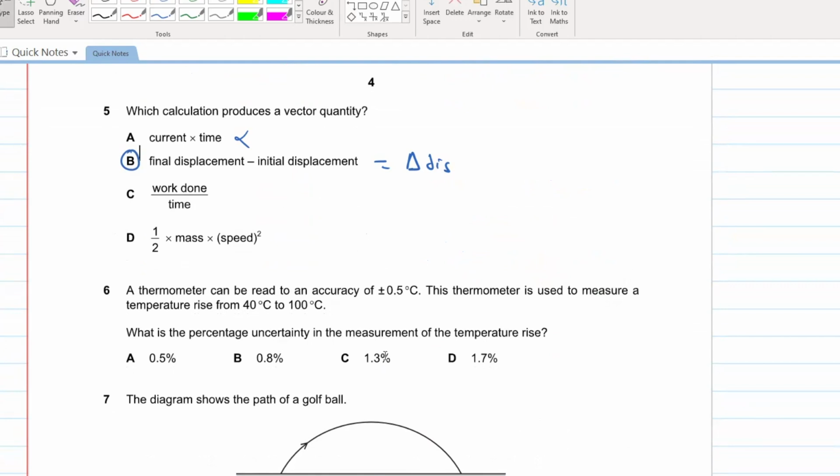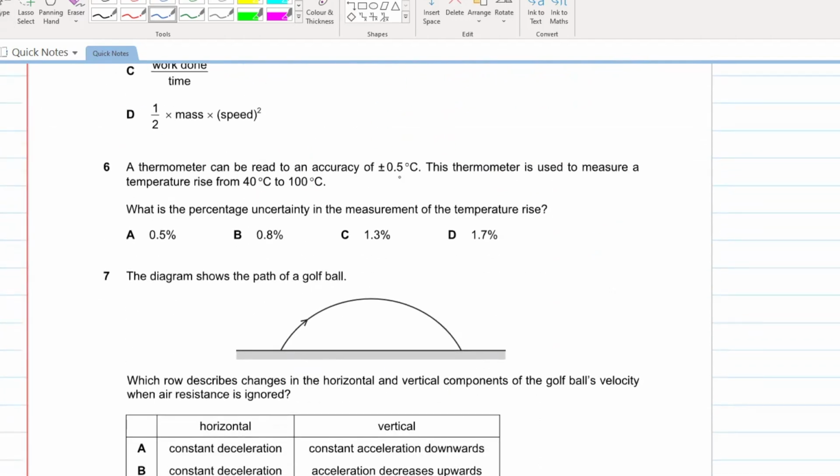Let's further move ahead. A thermometer can read up to an accuracy of plus minus 0.5 degrees centigrade. This thermometer is used to measure the temperature rise from 40 degrees centigrade to 100 degrees centigrade. What is the percentage uncertainty in the measurement of the temperature rise? So when you measure the temperature rise, beta, what will happen?